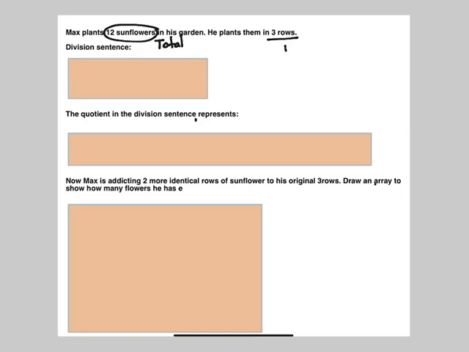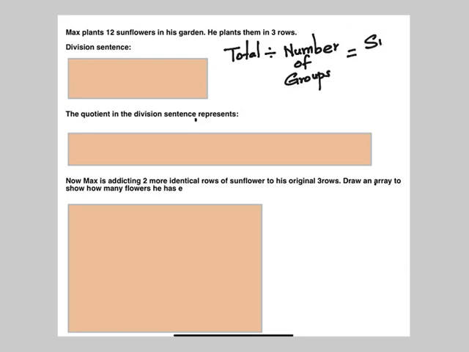So 3 is the number of groups. So let me write that down. Number of groups. What is a division sentence? Total divided by number of groups equals size of each group. So this is the division sentence.